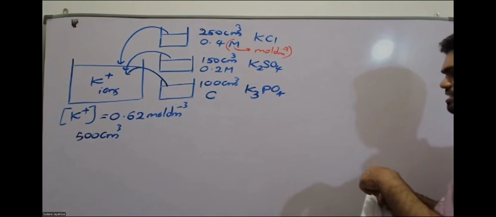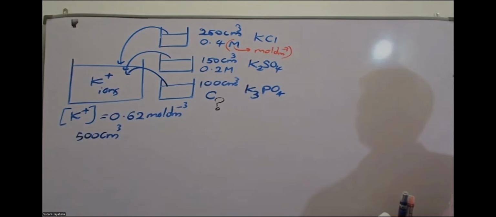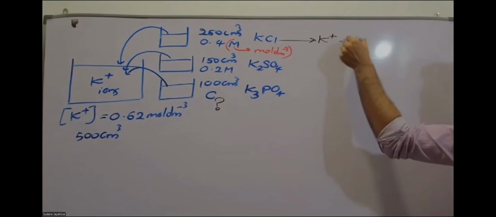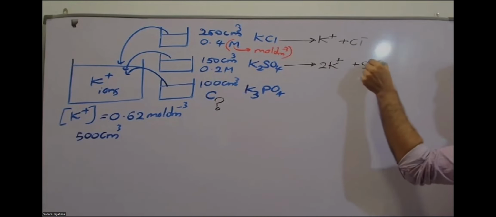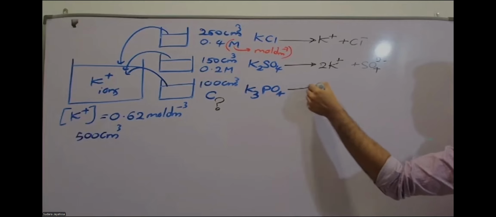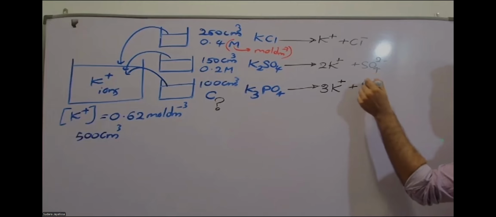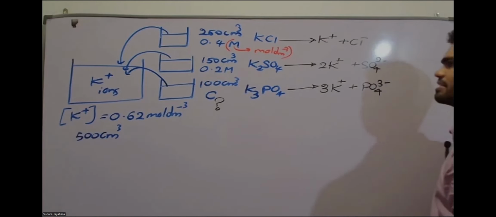Okay, so they are asking what is this C, the concentration of K3PO4. It can be done in several ways. But basically, this KCl is going to give you 1 K plus and Cl minus. This K2SO4 is going to give you 2 K plus. Can you see that now? And in the same way, K3PO4 will give you 3 K plus and PO4 3 minus. So K plus is given by all these three.